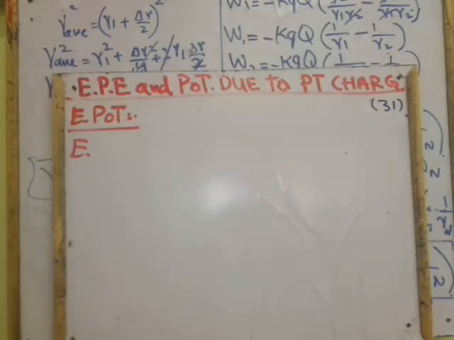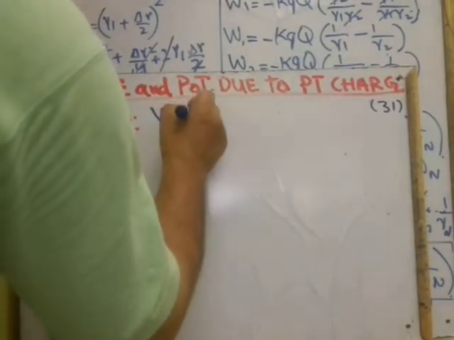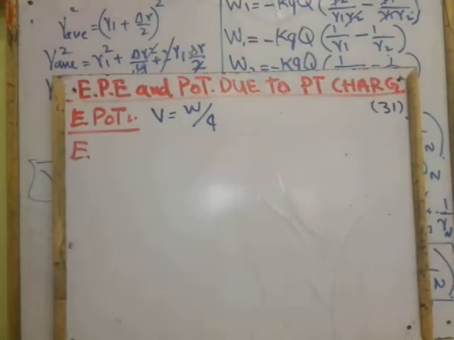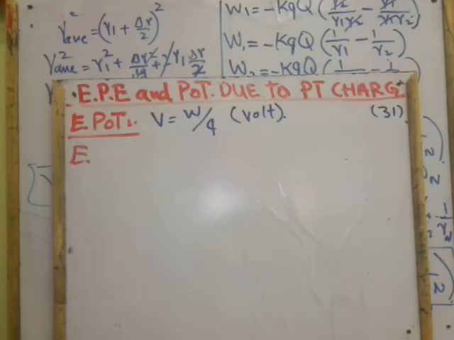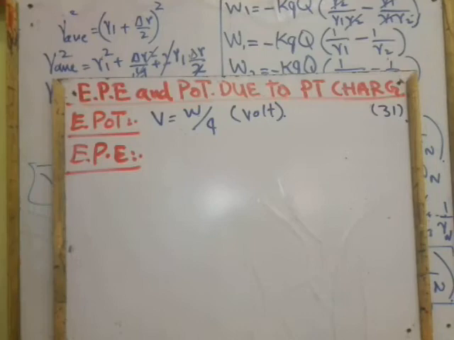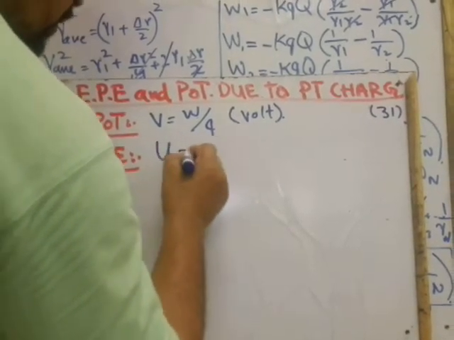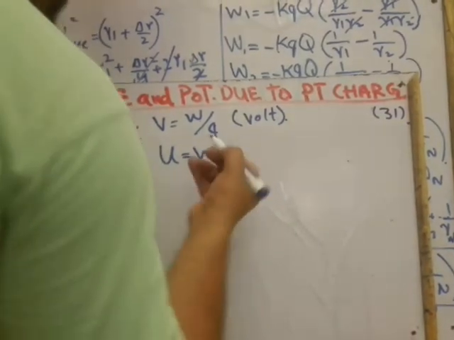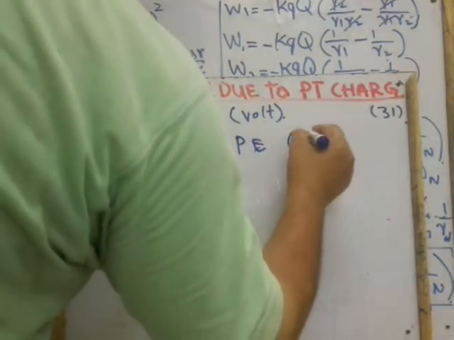Before going into the detailed derivation of this topic, let me remind you of the previous topics. Electric potential is work done per unit test charge. The unit of electric potential is volt. Electric potential energy, denoted by U, is the work done on the system or by the system of charges. The unit of electric potential energy is joule.